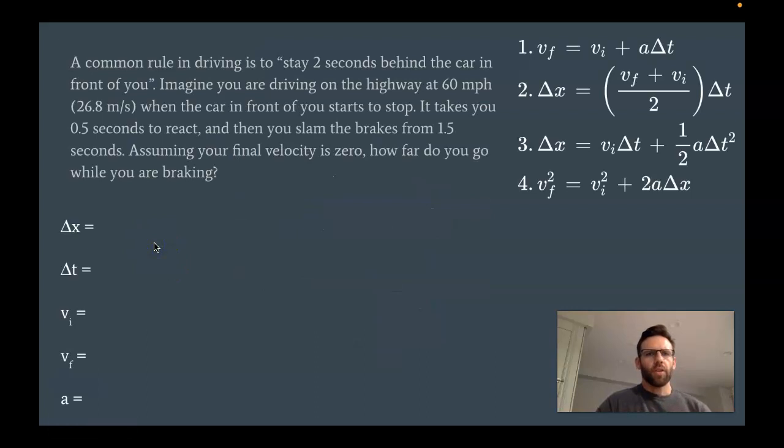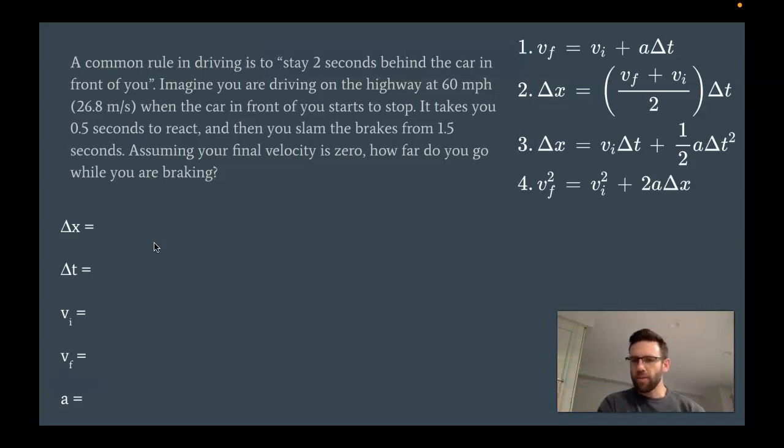A common rule in driving is to stay 2 seconds behind the car in front of you. Imagine you're driving on the highway at 60 miles per hour, which is about 26.8 meters per second, and the car in front of you starts to stop. It takes you 0.5 seconds to react, and then you slam on the brakes for 1.5 seconds. Assuming your final velocity is 0, how far do you go while you are braking?